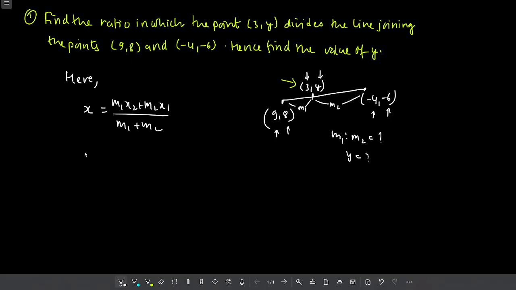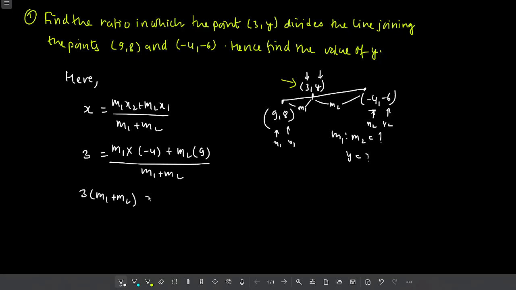Now what is the value of x? x is 3. So 3 equals m1 times x2. x2 is minus 4, plus m2 times x1, and x1 is 9, over m1 plus m2. Now multiplying, 3 times m1 plus m2 equals minus 4m1 plus 9m2.